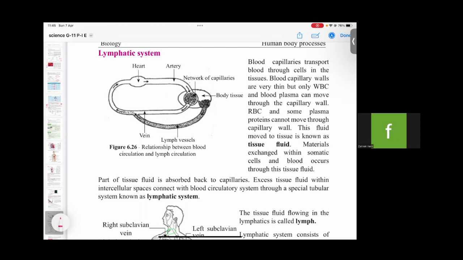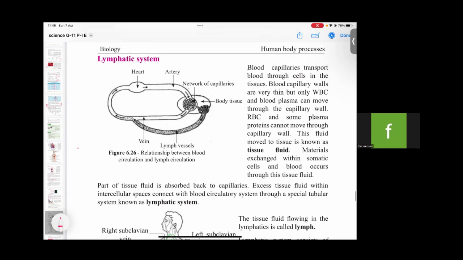Let's see, this is a blood capillary, and these are the walls. Some plasma and WBC can go through the capillary wall. Now this is like a fluid, and this fluid is what we call tissue fluid. The material exchange between the somatic cells and the blood occurs through this tissue fluid. Whatever is being exchanged between our cells and the blood happens with the help of this tissue fluid.